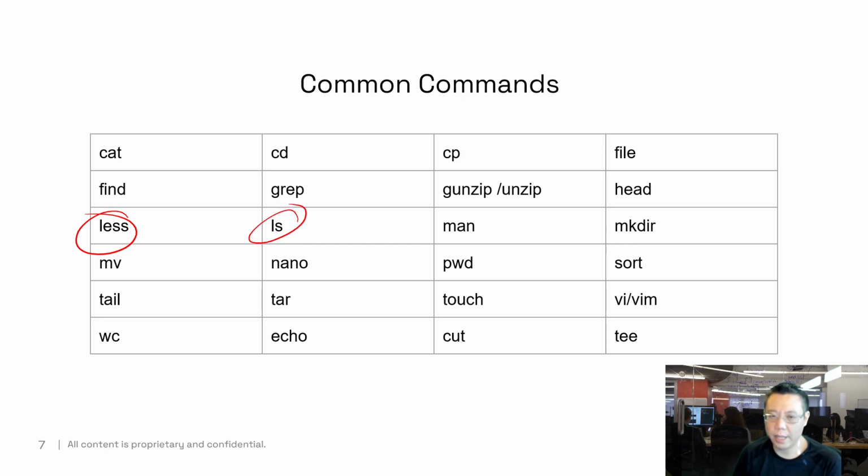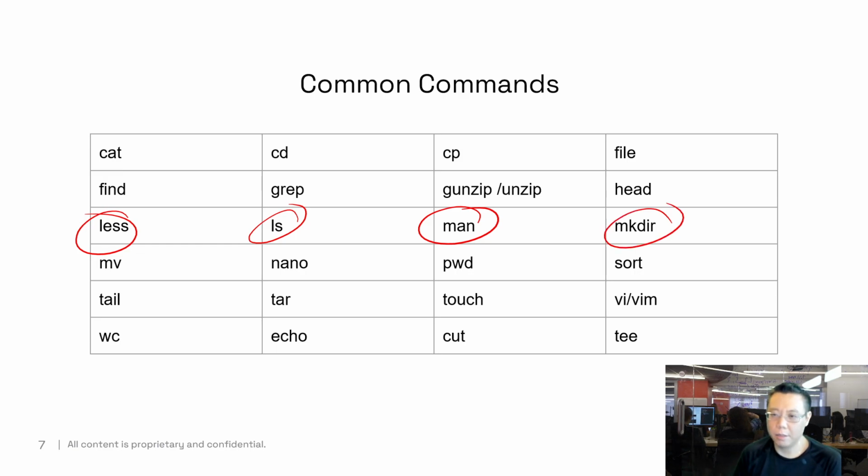ls is saying list, which means to list all your files or objects inside your folder and the attributes for them. The man page is not what it sounds like. It's actually short for manual. So if you say, hey, I don't know how to use the cp command for copy, you type in man cp, and that means, hey, show me the manual for the copy command.